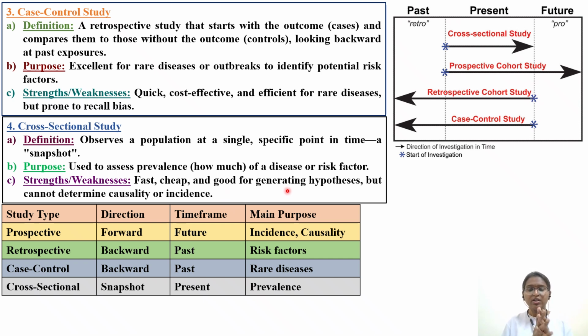So most of the PhD thesis, if you see, for example, use of mobile, that is cell phones, and its association with hearing loss or its association with cancer, this type of thing you can frame a hypothesis, so that will come under cross-sectional type of studies. Okay, good for generating hypothesis, but cannot determine causality or incidence.